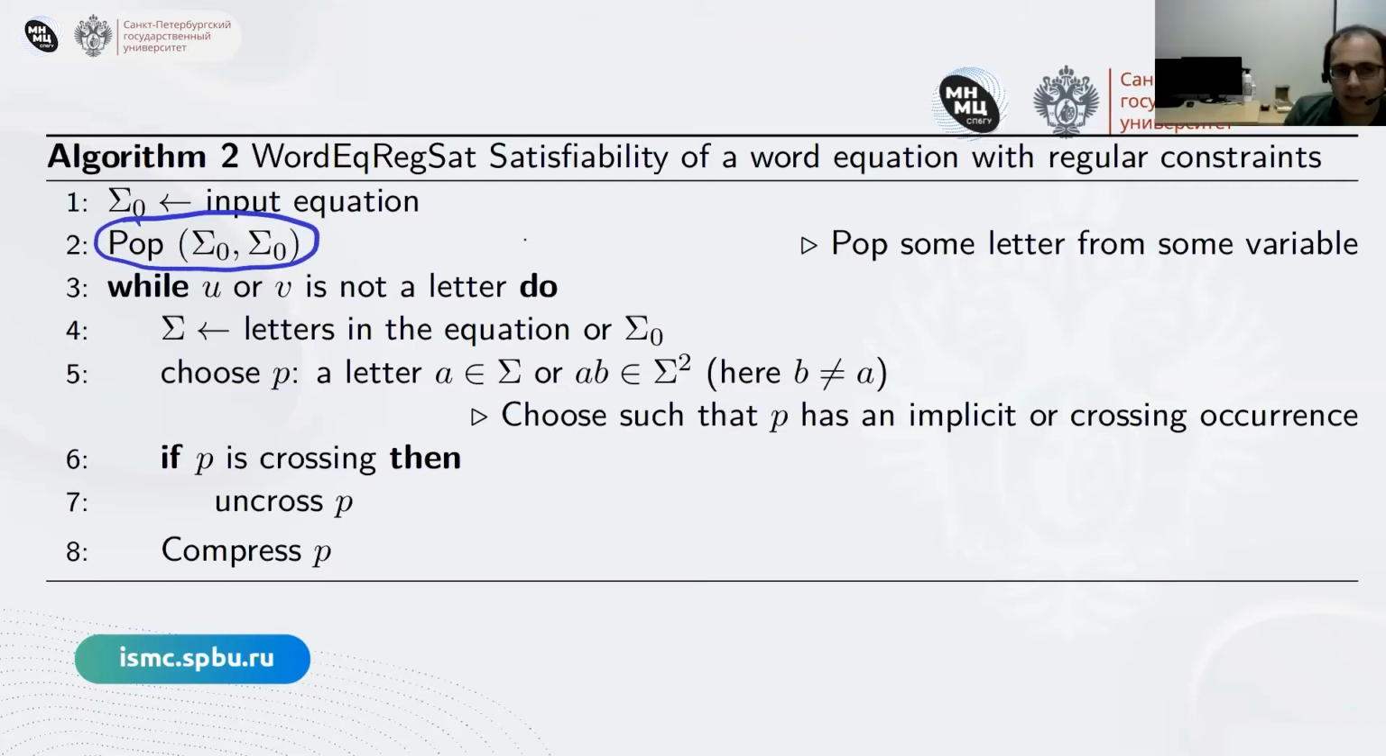Originally we said that this means it reduces to Diophantine equations, and this is no longer true in this case, because some letters need to be used because of some regular constraints. But now when we pop some letters into the equations, then we can ensure that there are letters in the equation, so we can list them and make the compressions.